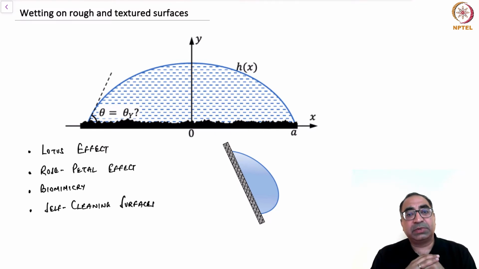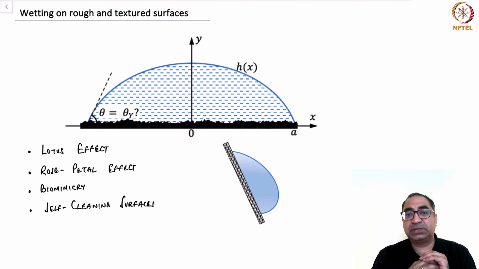Now, in the two figures that I'm showing you on the screen, in the first case, I've basically said if you have a rough surface, is the angle really the Young's angle? That's a question mark that we want to understand. The other example that is also relevant in this context is a droplet that is sitting on a tilted plate, or it could be an example of a water droplet on a windshield of a car.